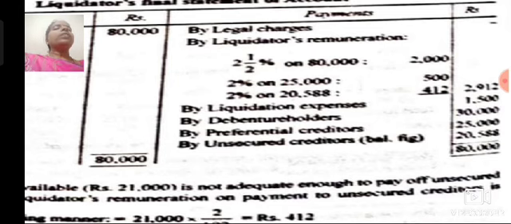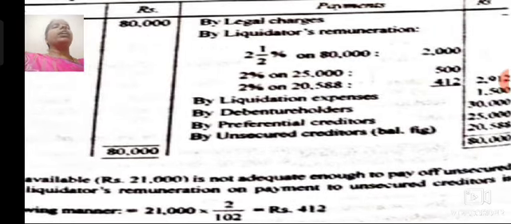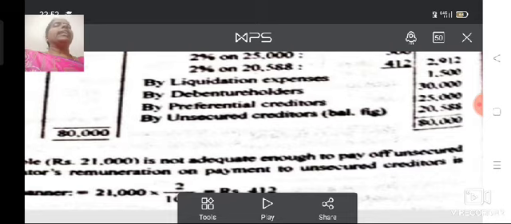For the remaining items, we are just following the instructions given in the question. So finally, unsecured creditors is the balancing figure, which comes to 20,588. This is the balancing figure, that is the difference between debit and credit. So the final amount to be settled to the unsecured creditors is rupees 20,588. Yes, thank you.